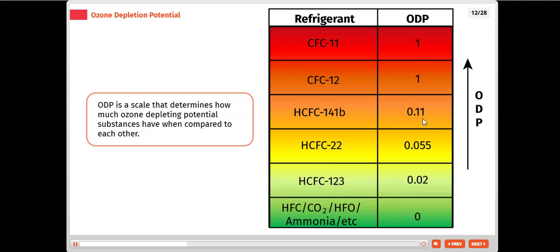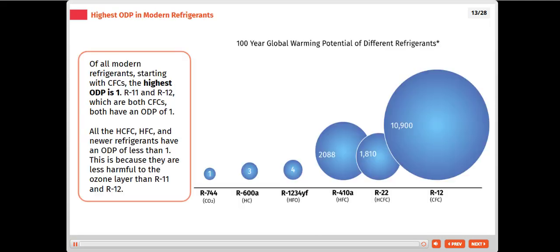ODP is a scale that determines how much ozone-depleting potential substances have when compared to each other. Of all modern refrigerants, starting with CFCs, the highest ODP is 1. R11 and R12, which are both CFCs, both have an ODP of 1. All the HCFC, HFC, and newer refrigerants have an ODP of less than 1. This is because they are less harmful to the ozone layer than R11 and R12.